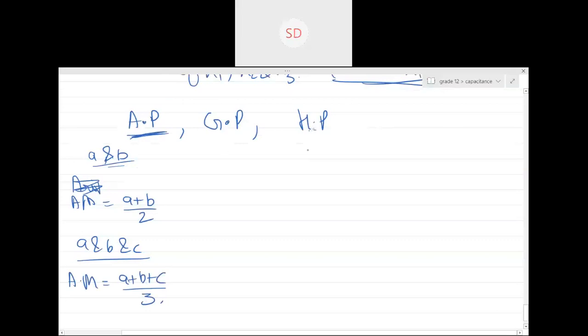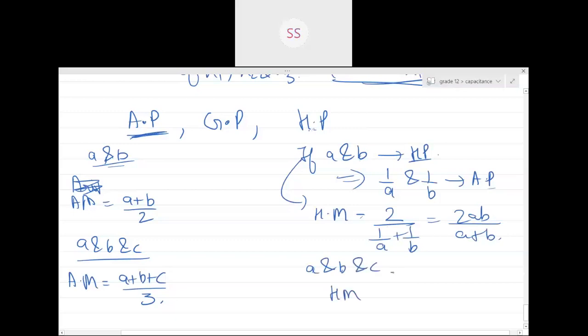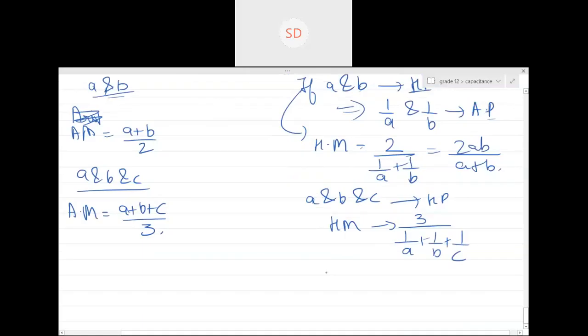What is harmonic progression? If A and B are in HP, that implies 1 by A and 1 by B will be in arithmetic progression. So whenever someone calculates the harmonic mean of A and B, it becomes twice of 1 upon A plus 1 upon B, which is basically 2AB upon A plus B. For three quantities, the harmonic mean equals 3 upon 1 by A plus 1 by B plus 1 by C, which equals thrice ABC upon BC plus AC plus AB. Yes or no?